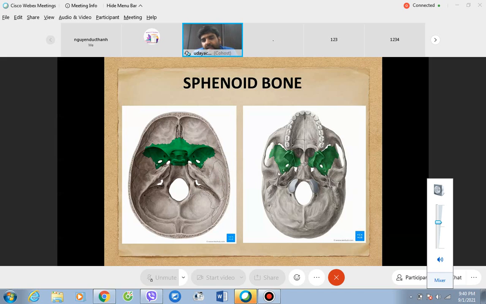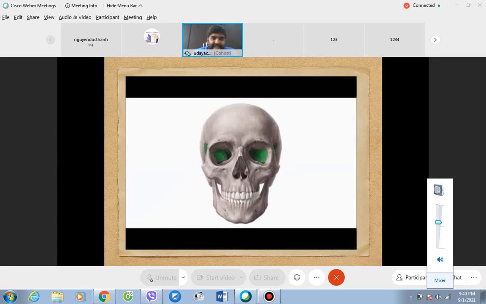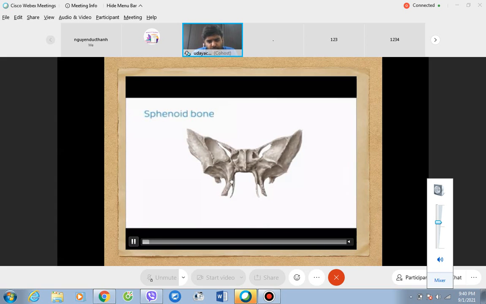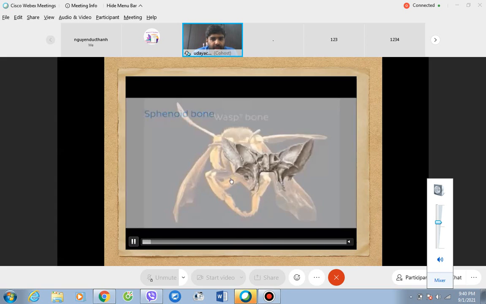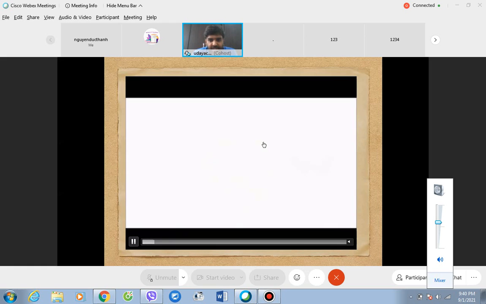This is how we can see it from inferior. The green colored part is the sphenoid bone. We'll have a short animation so that we can understand it in a better way. The sphenoid bone is known as os sphenoidale in Latin. The sphenoid bone is the most complex bone of the skull. It is also known as the vast bone, given its shape.